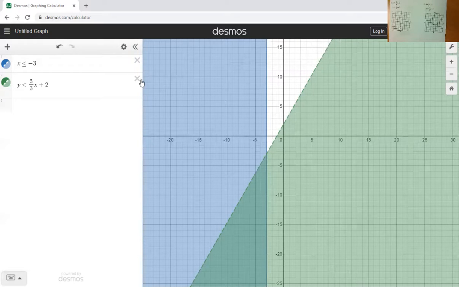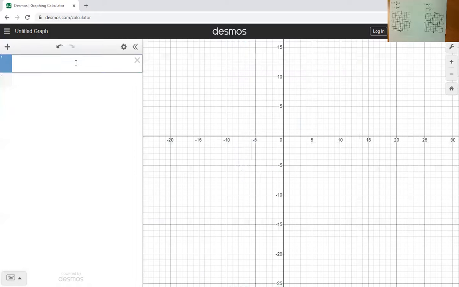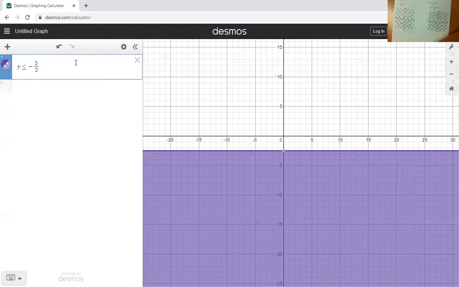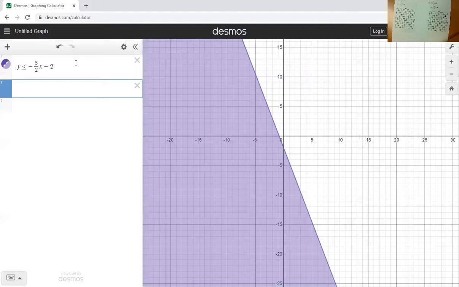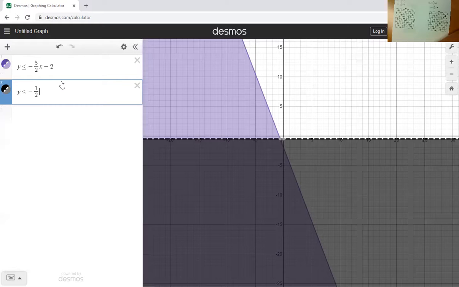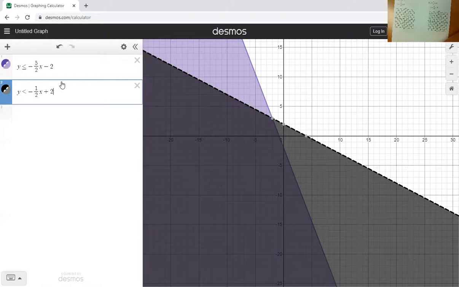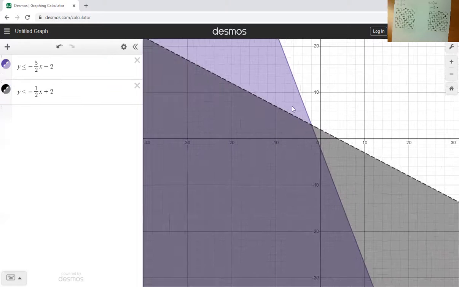All right, and then I will do number 5 on here as well, and then number 6, I will graph by hand just to do that one more time. So y is less than or equal to -5/2 x minus 2, and y is less than -1/2 x plus 2. We got a nice big solution set right over here. So you can see that the double shaded region is this guy over here.